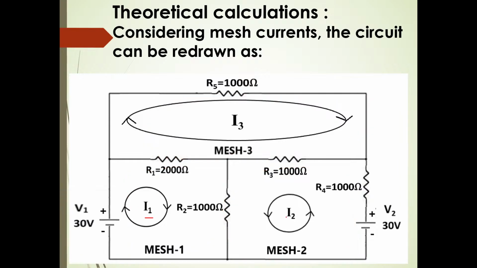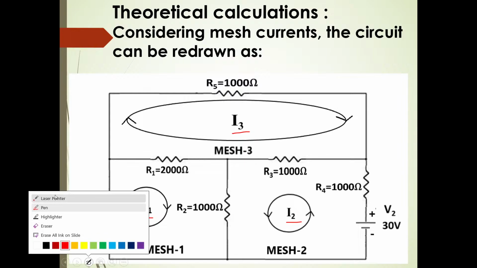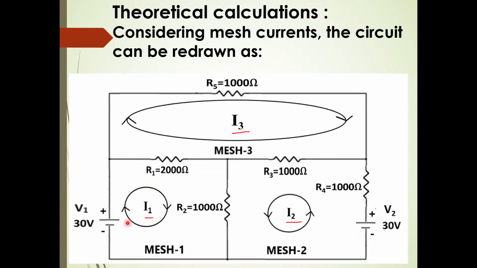I1, I2 and I3. And I1 loop current is in clockwise direction. You can assume either clockwise or anti-clockwise. I1 loop current is in clockwise. I2 loop current is in anti-clockwise. I3 loop current is in clockwise. So in whichever direction that you want, you can assume the loop currents. Okay.